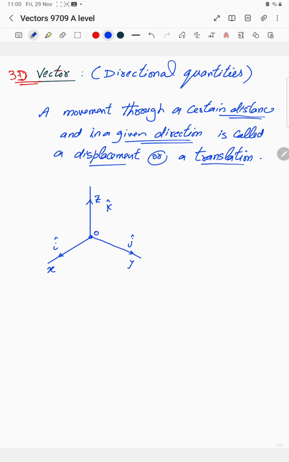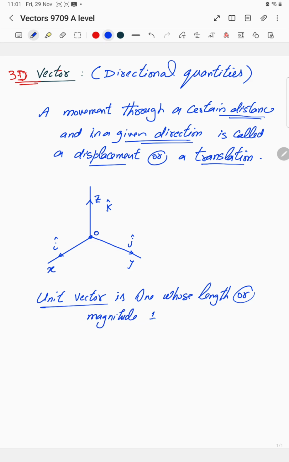You know what a unit vector means? A unit vector is the one whose length or magnitude is 1 towards a particular direction. So the unit vector is the one whose magnitude or length is 1, right?